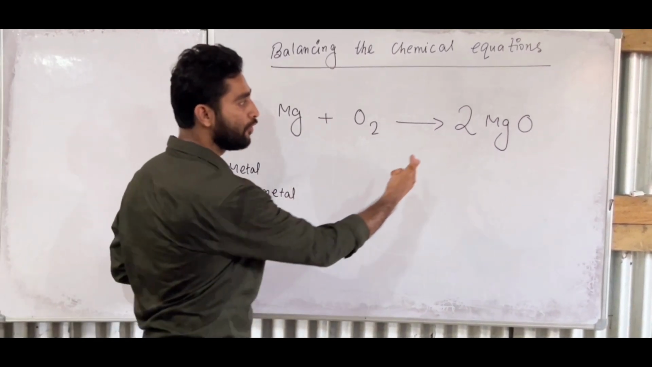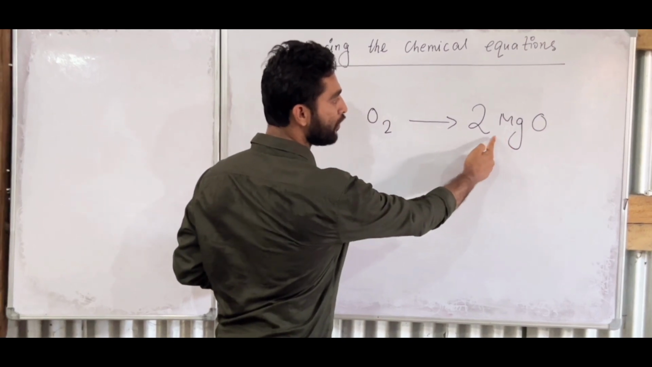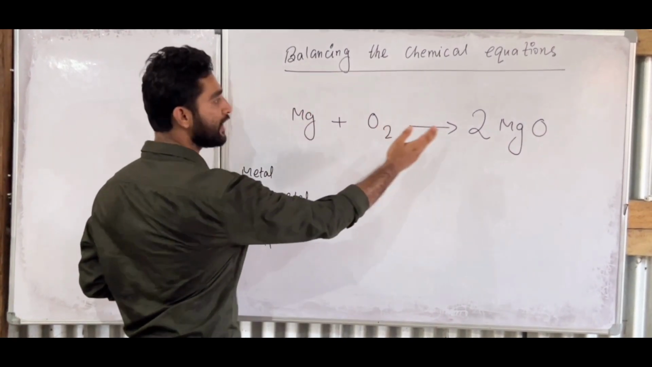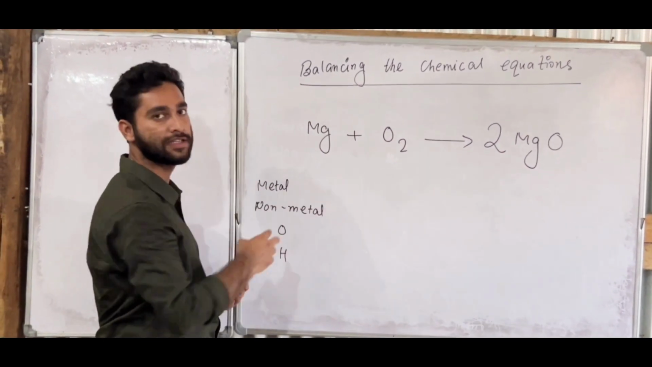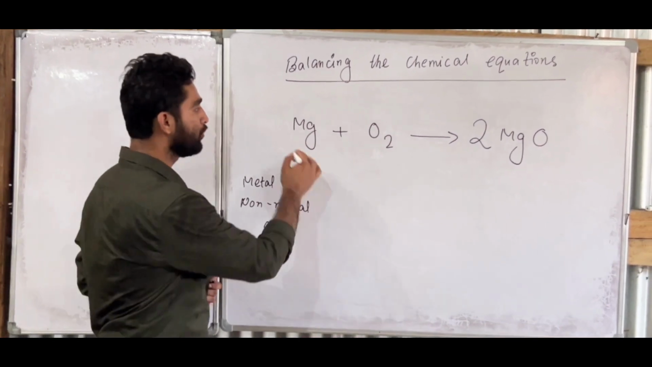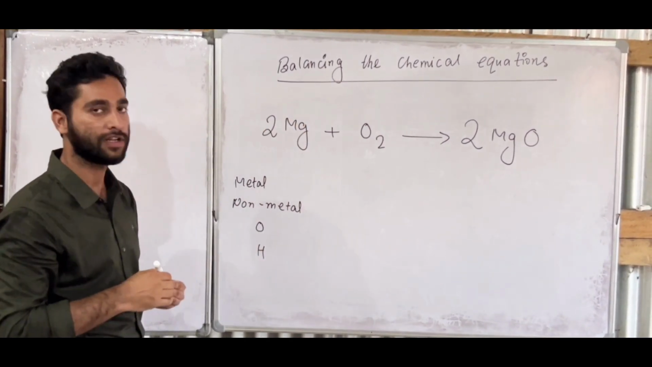Now you see, when I put this 2 before the magnesium, now this side magnesium becomes 2, but this side is 1. So what you have to do? You have to write 2 here. Now again you check.